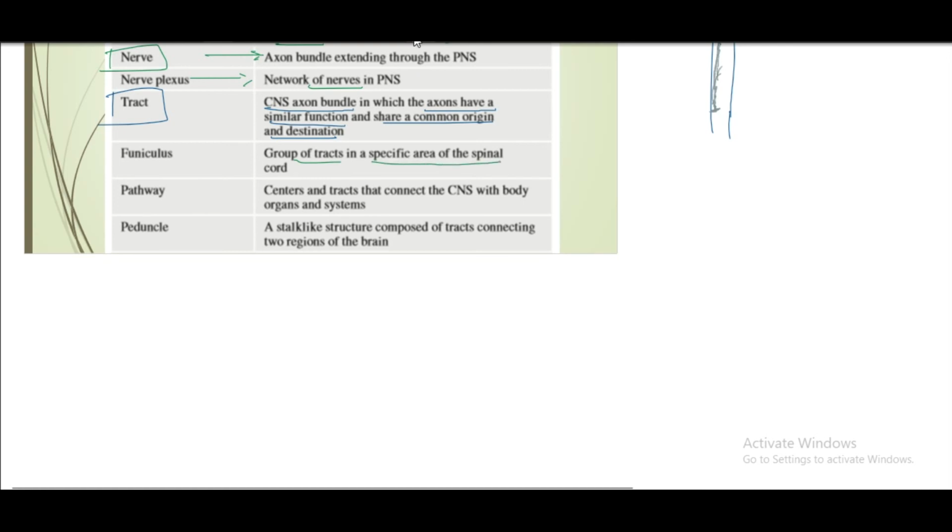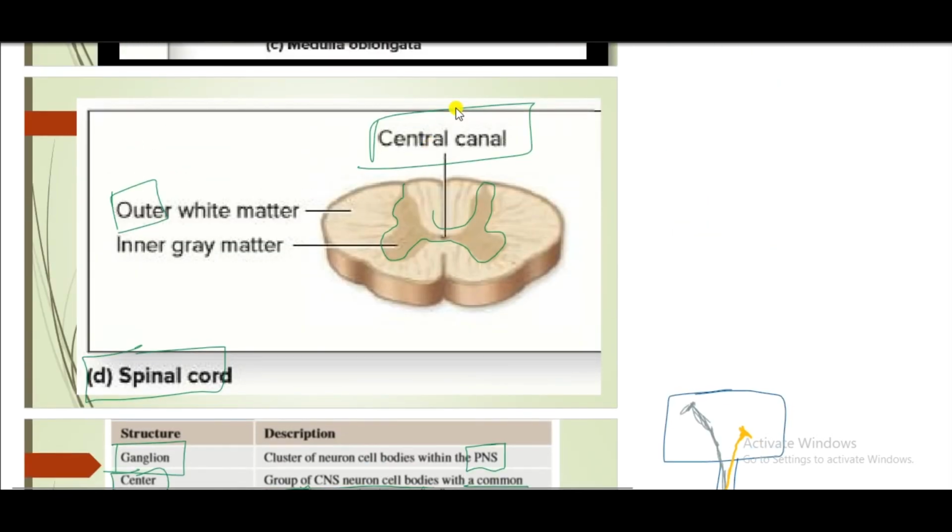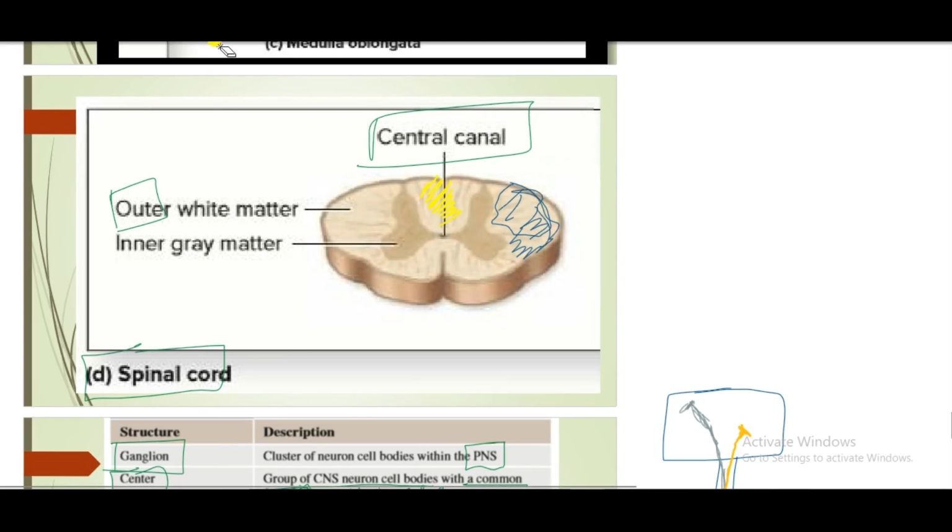Funiculus, you can see funiculus is a group of tracts in a specific area of the spinal cord. Consider this is our dorsal funiculus, and this is the lateral funiculus. So here is our lateral funiculus, and we can draw the anterior funiculus. Okay, anterior funiculus.